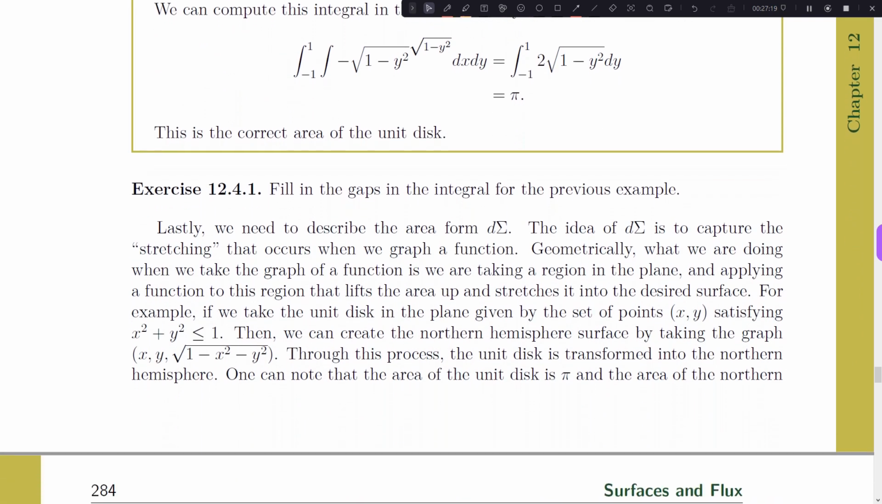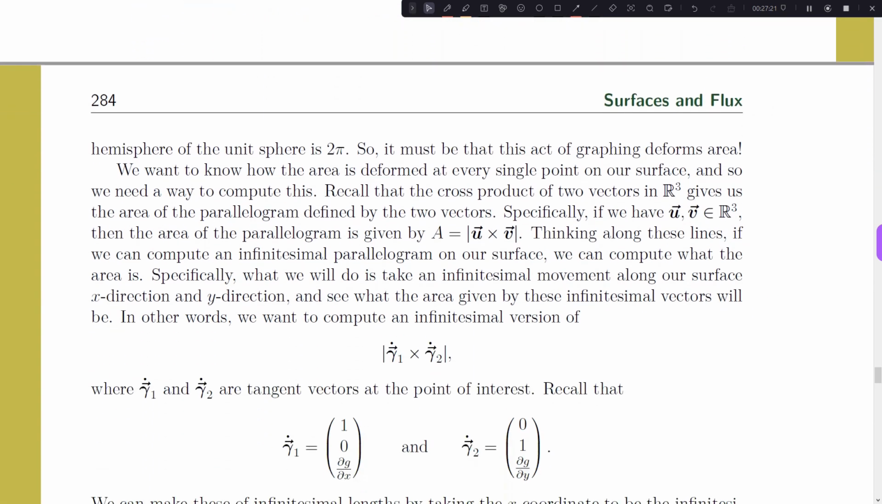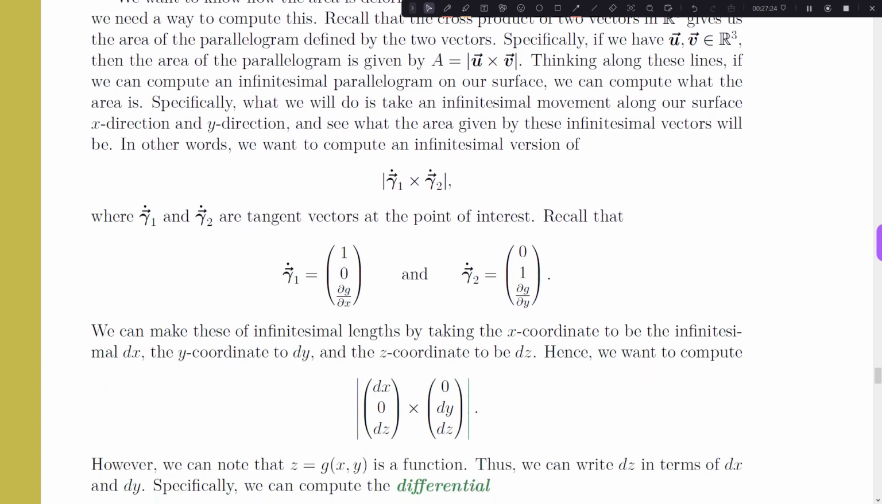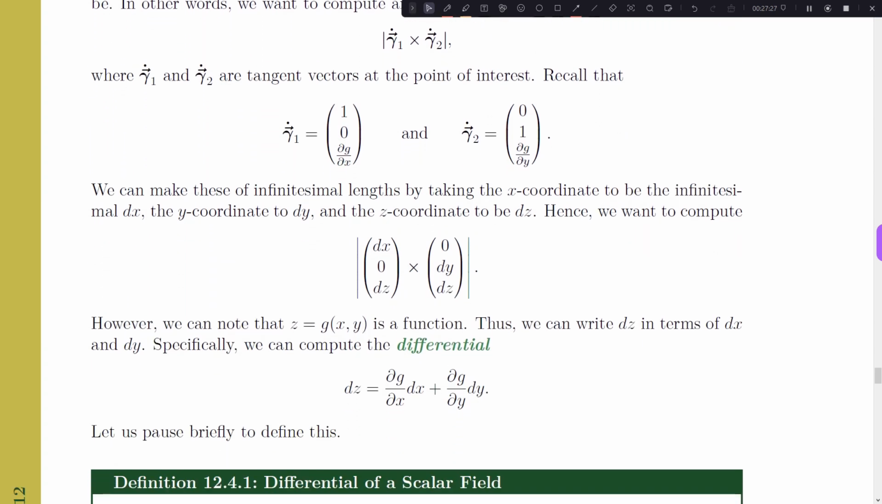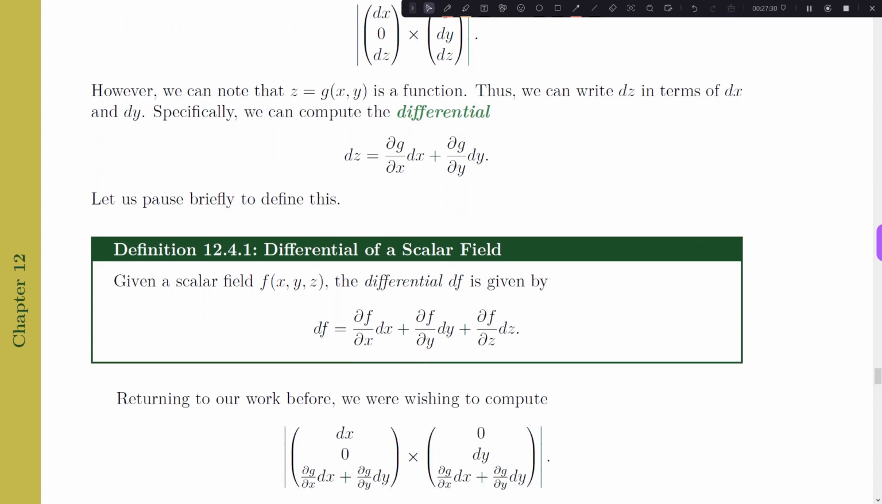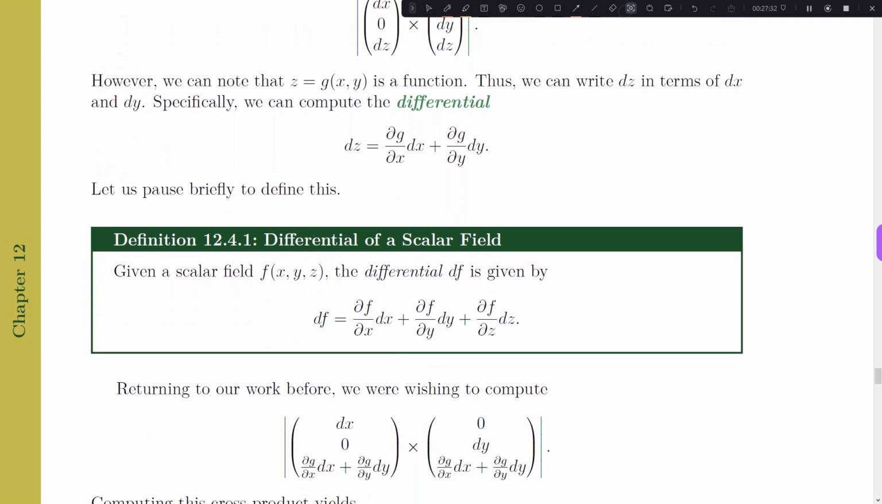Okay, scrolling down a little bit more. There's some calculations here, but as long as you remember what I told you about d sigma, none of this is going to matter much. So let's jump down here to the differential of the scalar field. And in particular, we like to use the word total differential. A lot of people will refer to this as the total differential of a scalar field f.